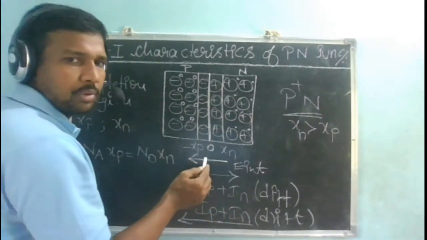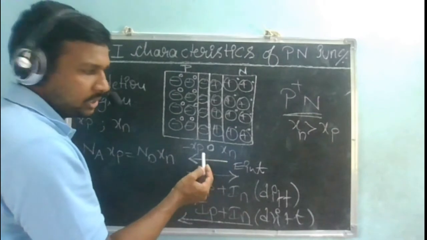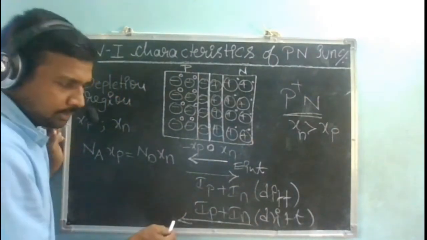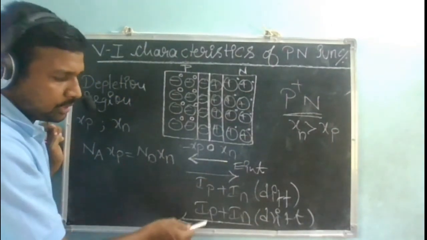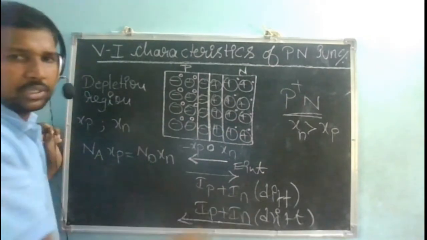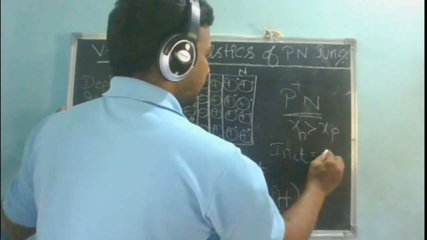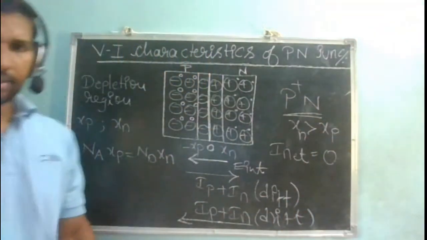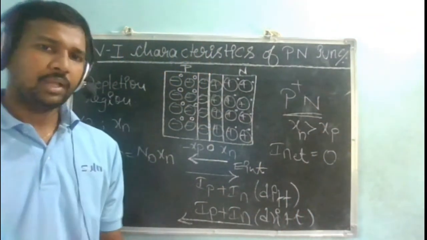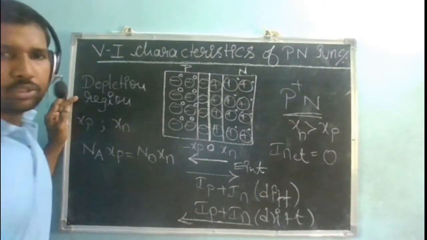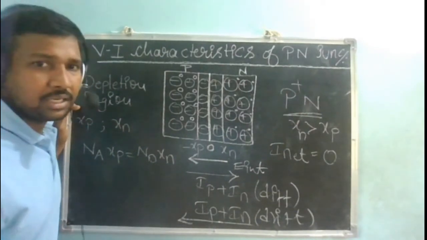Because of those hole movement and electron movement, my current due to this internal electric field will be in this direction, which is exactly equal in magnitude and opposite to this diffusion current. Thereby my net current is 0. Sometimes this depletion region is called the transition region.